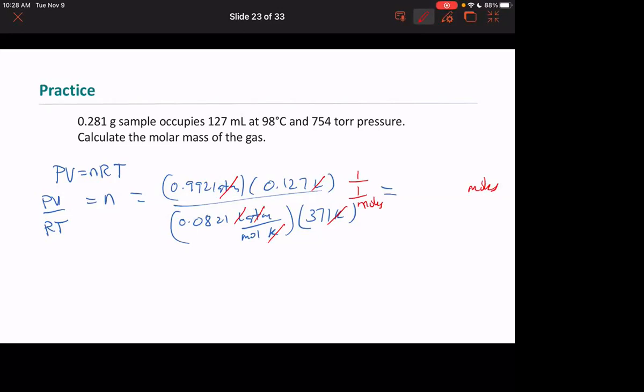Nobody yet? I got 0.0041. You got it also? Hersher confirmed it, so we'll go with that. 0.0041 moles. Any questions on how we got that? What do I do now?